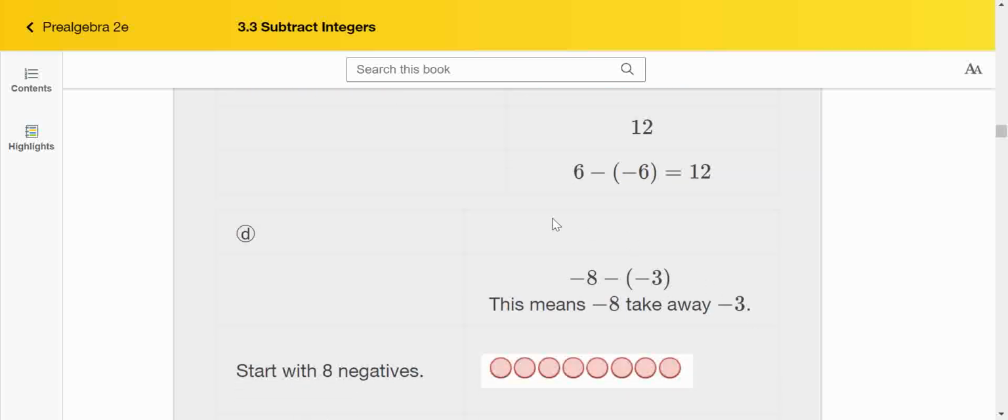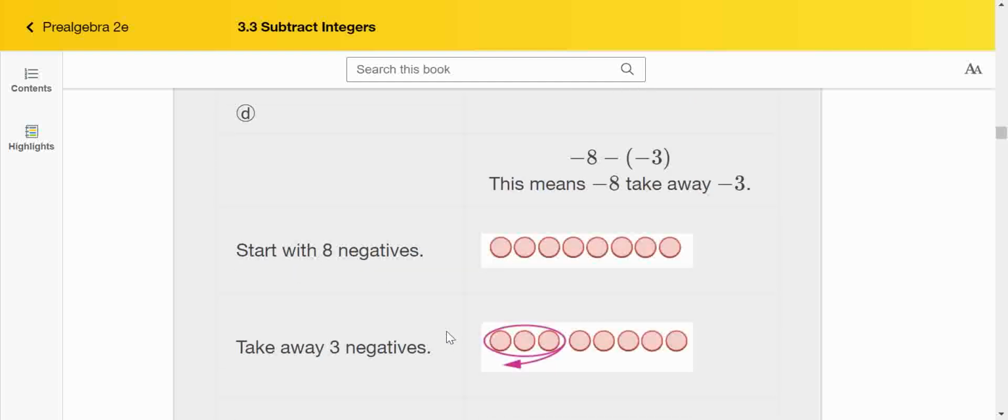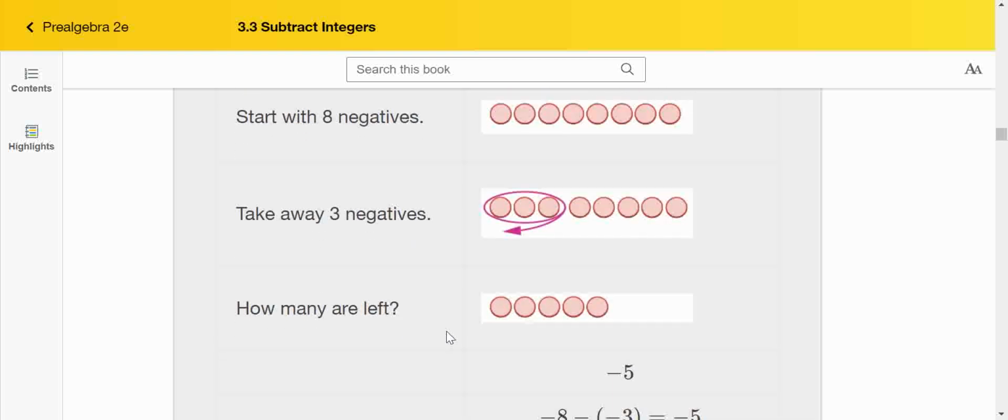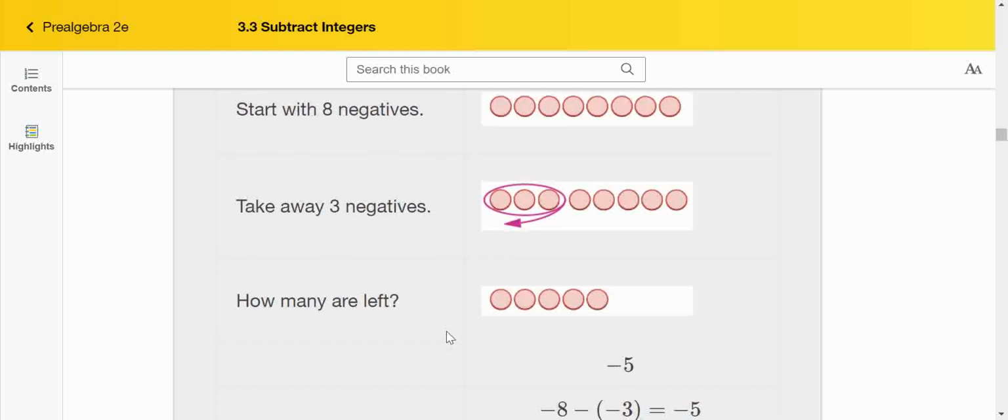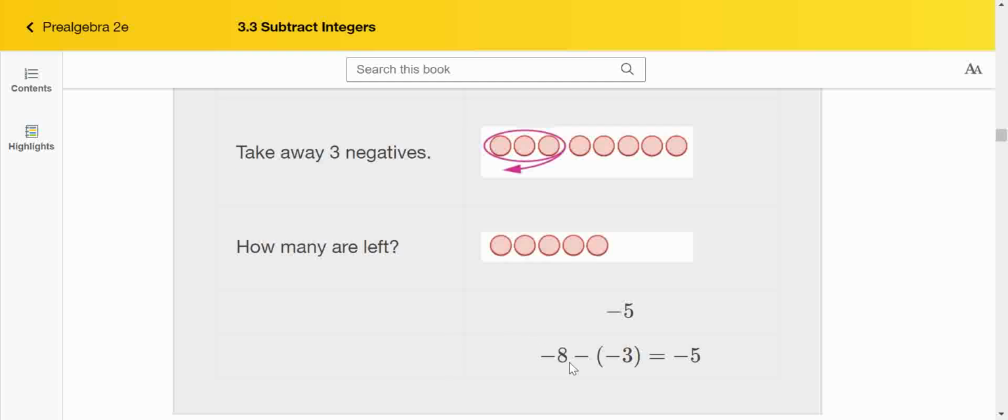D, minus 8 minus minus 3. This means minus 8 take away minus 3. We start with 8 negatives. We take away 3 negatives. How many are left? Minus 8 minus minus 3 is equal to minus 5.